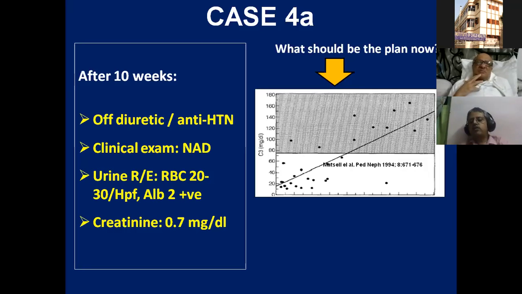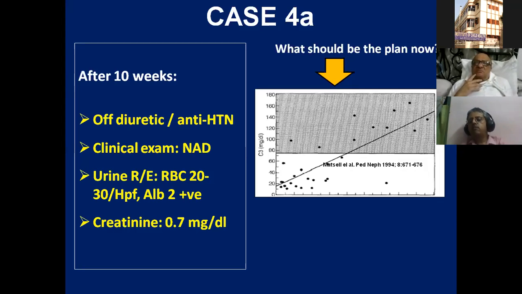This particular slide shows that your complement level should normalize in post-streptococcal GN. This was a study published by Matzel, one of my mentors in Canada. So showing that complements usually normalize within 8 weeks. If your complement is still low after 8 weeks, then it is not post-infectious GN, or it is less likely to be post-infectious GN, and you are dealing with something else.